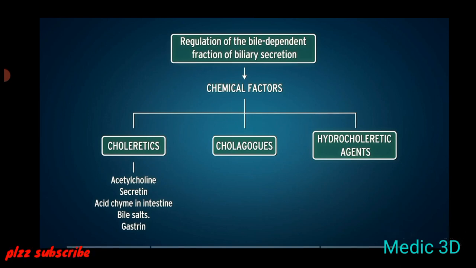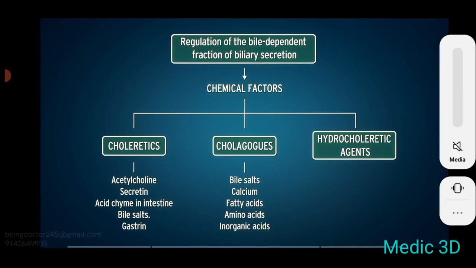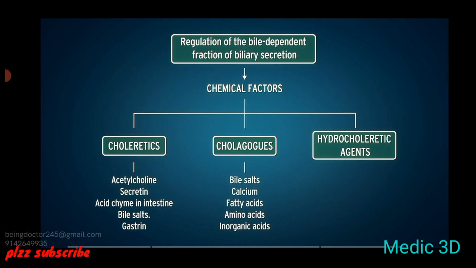Cholagogues. A cholagogue is an agent that increases the release of bile into the intestine by contracting the gallbladder. Common cholagogues are bile salts, calcium, fatty acids, amino acids, inorganic acids. All these substances stimulate the secretion of cholecystokinin, which in turn causes contraction of the gallbladder and flow of bile into the intestine.